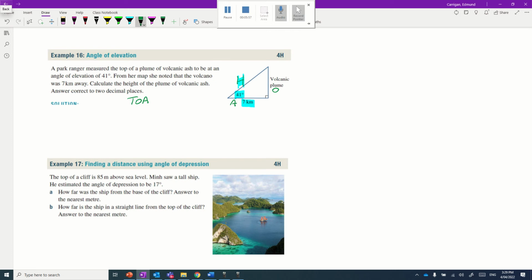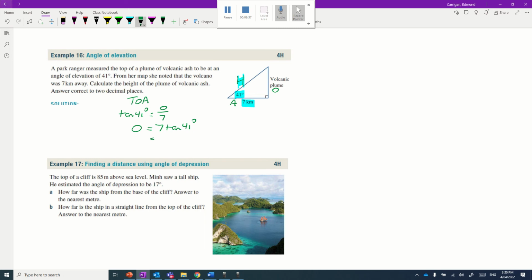Okay, so let's set that up. Now we've got tan 41 degrees is equal to O on H. So I missed that. Tan theta equals O on A. Tan 41 is O on 7, or X on 7 if we want that. We're looking for the one on top. So what we're going to do is multiply together. O equals 7 tan 41 degrees.